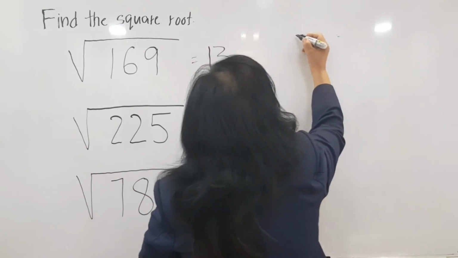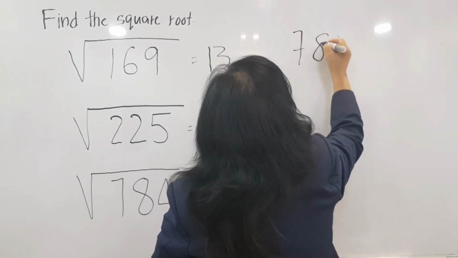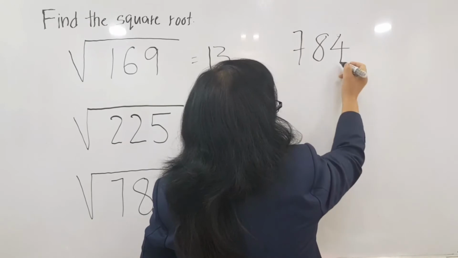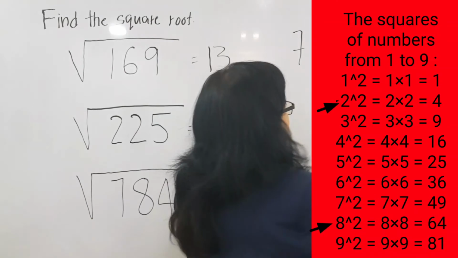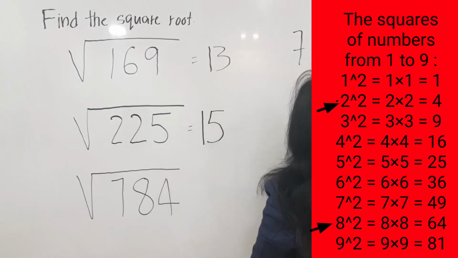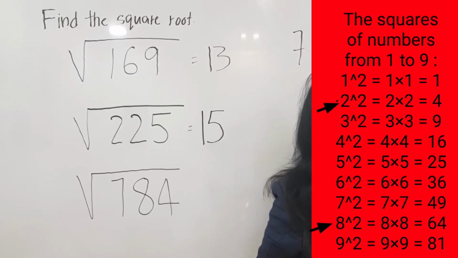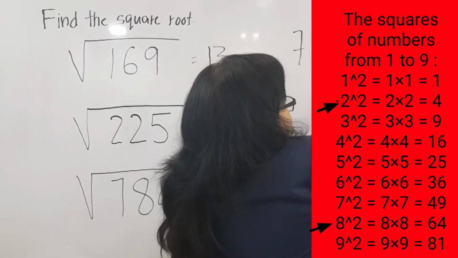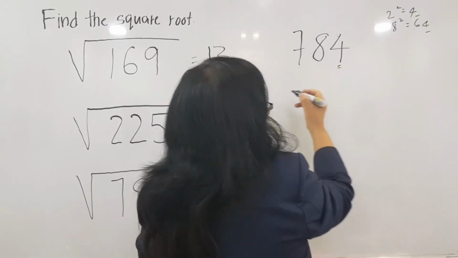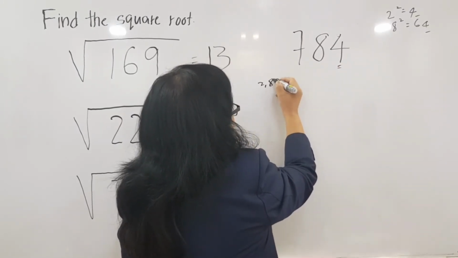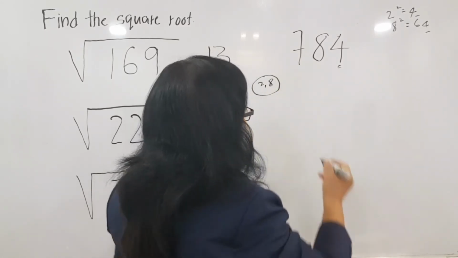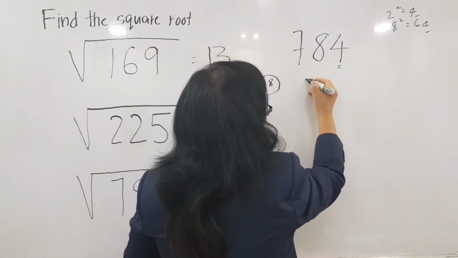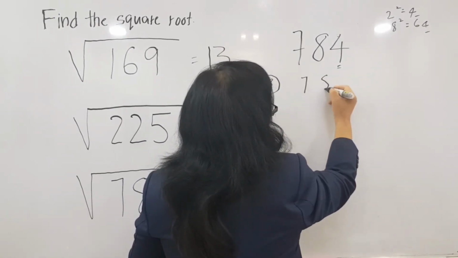Now, 784. We have to find the squares that end in 4. We have 2 squared, which is equal to 4, and 8 squared, which is equal to 64. Both of these squares end in 4. Therefore, we have the numbers 2 and 8. I'll set them aside so we can use them later. Now, we have here 7. We group this into 7 and 84.